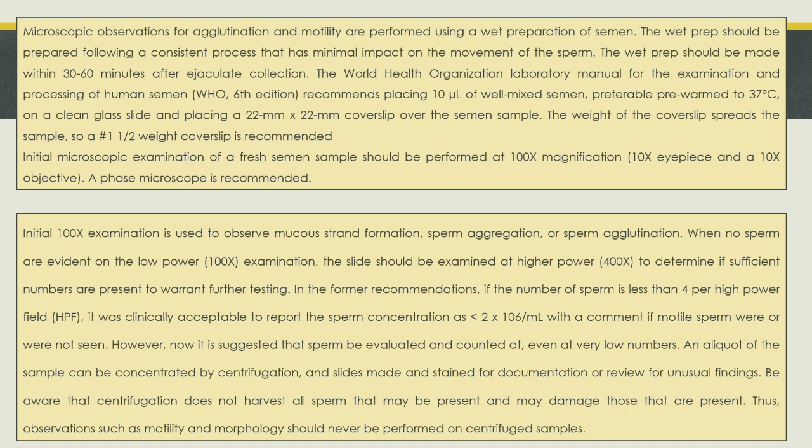In the former recommendations, if the number of sperm is less than 4 per high power field, HPF, it was clinically acceptable to report the sperm concentration as 2x10^6/mL with a comment if motile sperm were or were not seen. However, now it is suggested that sperm be evaluated and counted even at very low numbers. An aliquot of the sample can be concentrated by centrifugation, and slides made and stained for documentation or review for unusual findings. Be aware that centrifugation does not harvest all sperm that may be present and may damage those that are present. Thus, observations such as motility and morphology should never be performed on centrifuged samples.